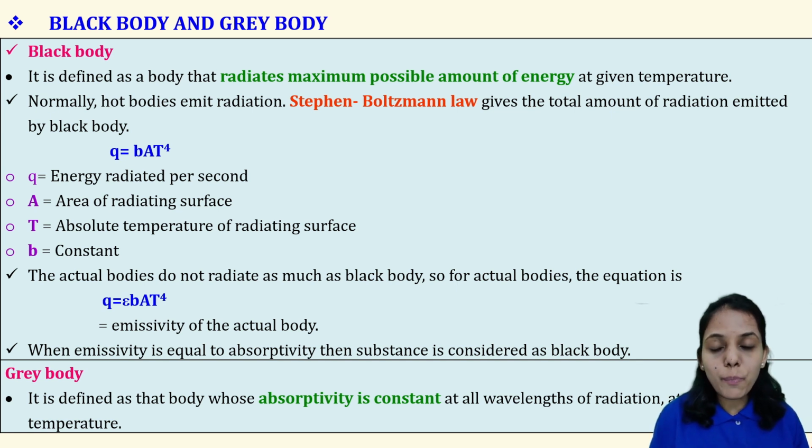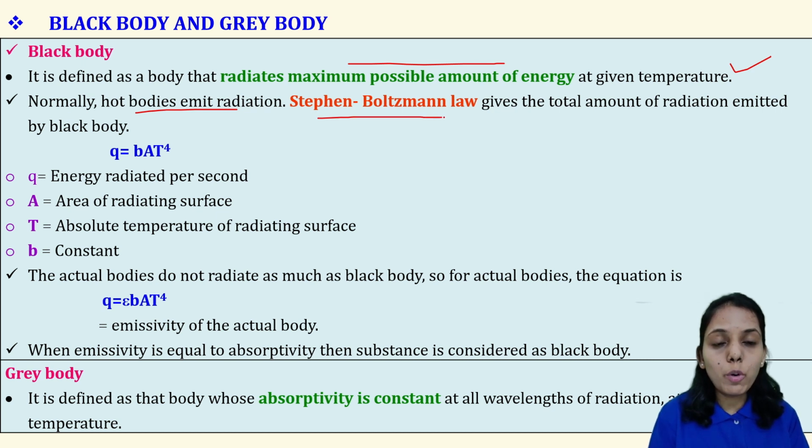Now there are two types of bodies: first is the black body and the second is the gray body. A black body is defined as a body that radiates the maximum possible amount of energy at a given temperature. Black body means it will radiate the maximum possible amount of energy. So normally what happens is that hot bodies emit radiation.